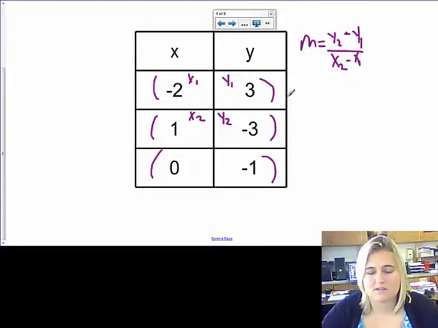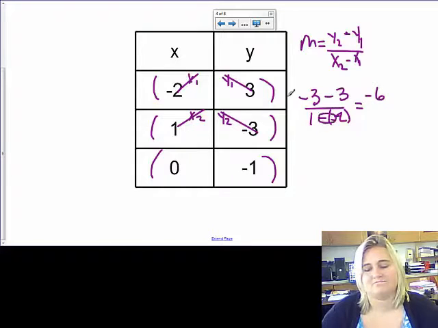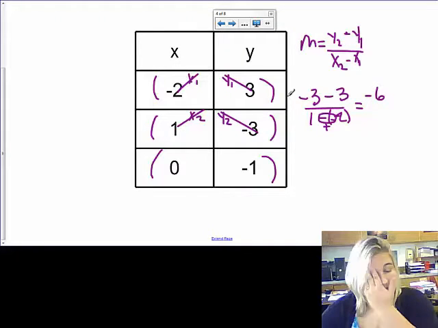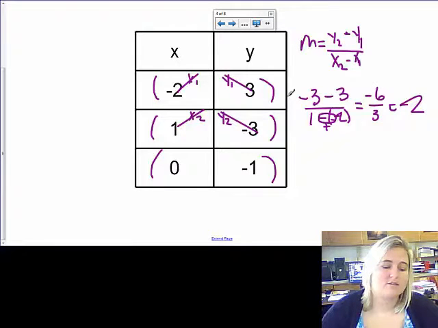Okay? So, instead of y sub 2, I'm going to put in negative 3 minus y sub 1, which is a positive 3, over x sub 2, which is 1, minus x sub 1, which is negative 2. So whenever I do this, on top I have negative 3 minus 3 gives me a negative 6, and then minus a negative 2 gives me a positive here, so I have 1 plus 2, which gives me 3, and a slope equal, that's an equal sign, to negative 2. Final answer.